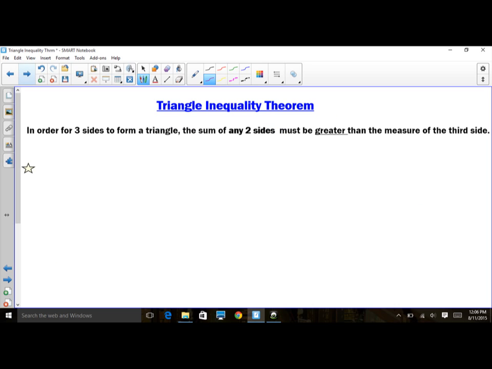So to get started today, we're going to look at this theorem. I told you, this is my favorite one, the triangle inequality theorem. So you want to fill in these notes as you're watching along. So here are the fill-ins. In order for 3 sides to form a triangle, the sum of any 2 sides must be greater than the measure of the third side. Okay? So the sum of any 2 sides must be greater than the measure of the third side, and that will give us a triangle.